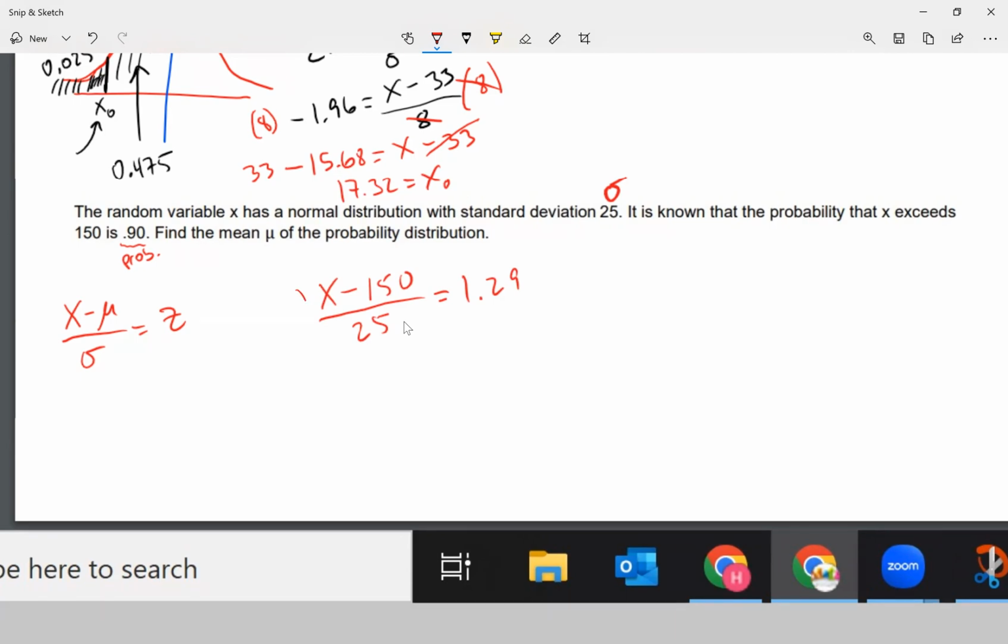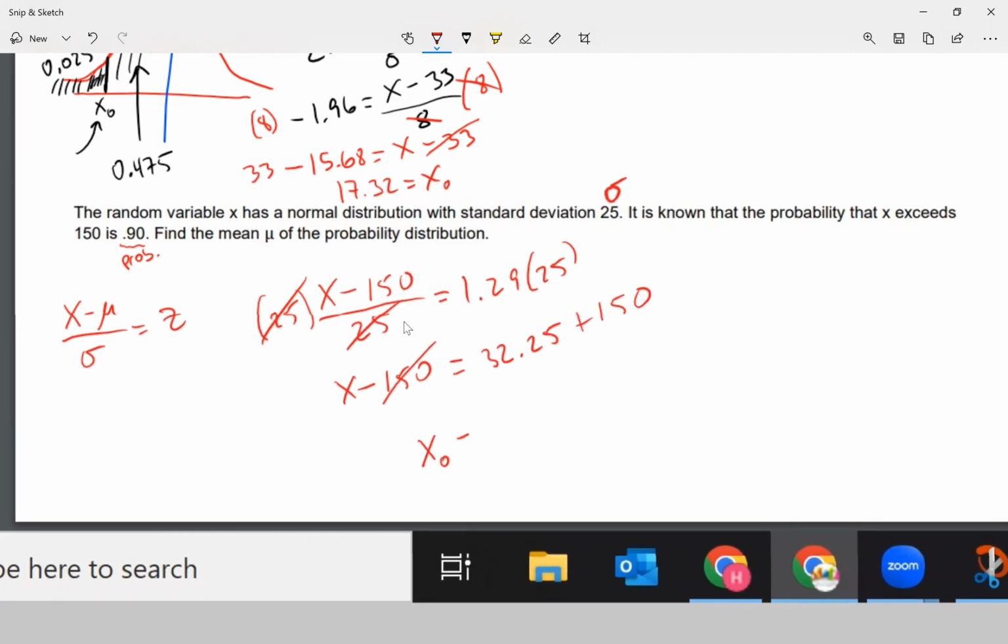All right, let me get rid of fractions. Let me multiply both sides by 25. That way these cancel out. So I have x minus 150. Now 1.29 times 25 is 32.25. To get the x by itself, let me move the minus 150 over as a plus 150. So I get my x, or x0, how sometimes the book likes to call it. 32.25 plus 150. Use a calculator if you need to. It gives me 182.25.